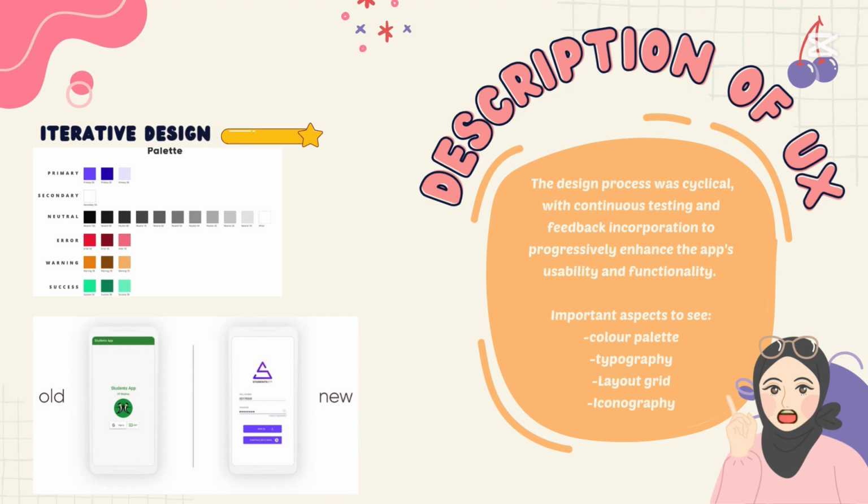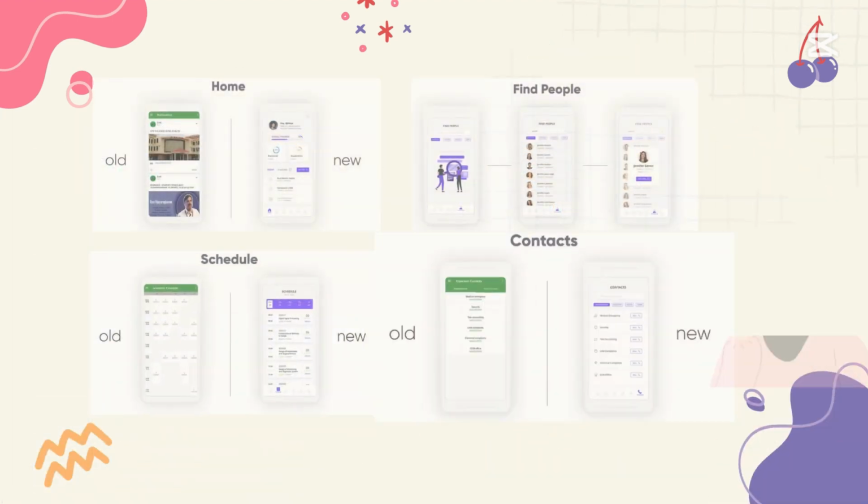Last but not least, we have iterative design. Iterative design is a design process characterized by continuous testing and feedback incorporation to progressively enhance the app's usability and functionality. The important aspects to see in this iterative design are the color palette, typography, layout, grid, and iconography.